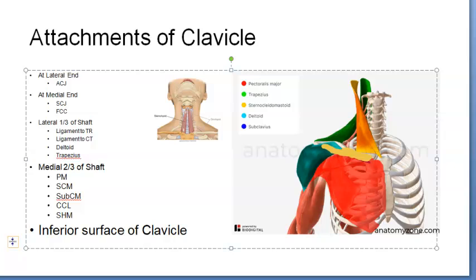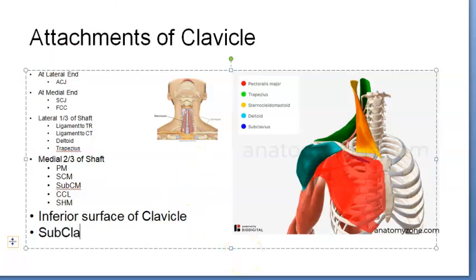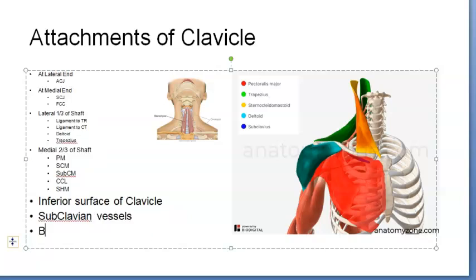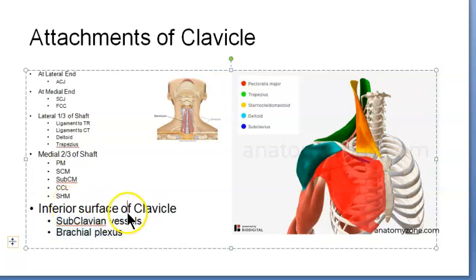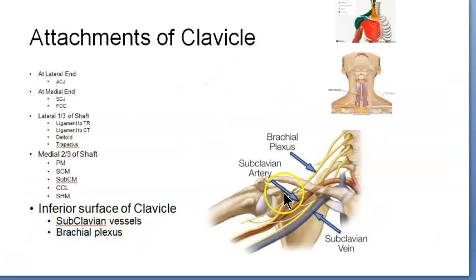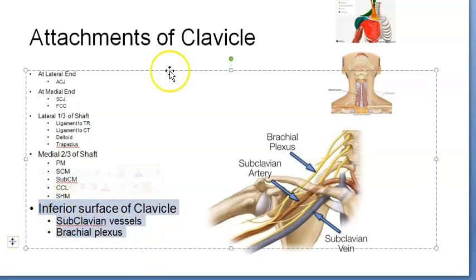What is there here? Subclavian vessels and brachial plexus. So some nerve plexus, artery, veins, all that are there. Inferior surface of clavicle. So you can see here, this is a clavicle. Below it, you can see here subclavian artery, subclavian vein, and brachial plexus. So inferior surface of clavicle also.